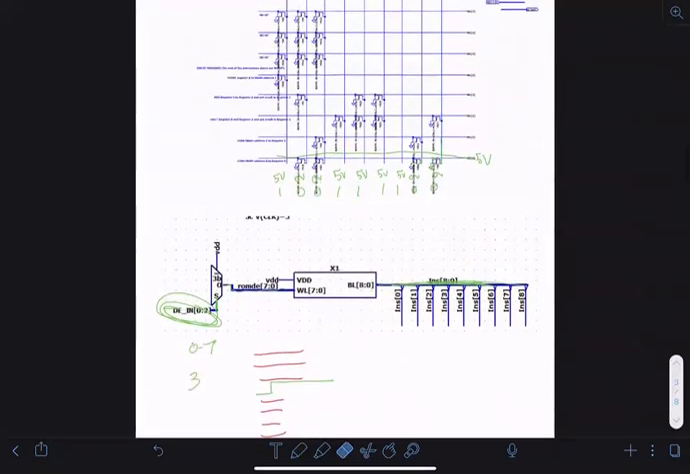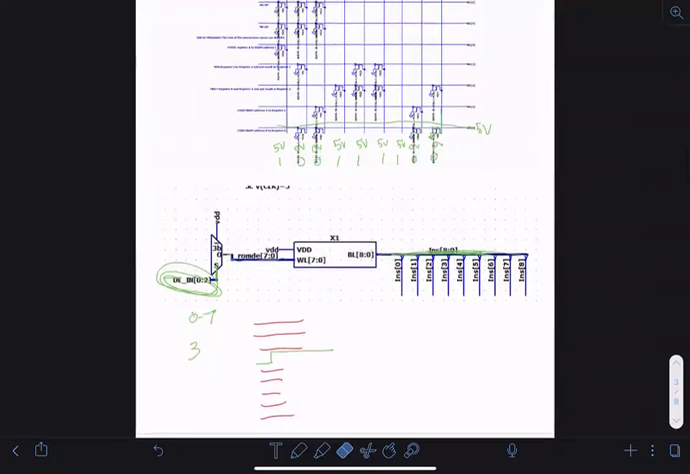And so in order to simulate this, you're just going to want to have the program counter count up from 0 to 7 and make sure that the instruction that comes out corresponds to the instruction you expect to come out.